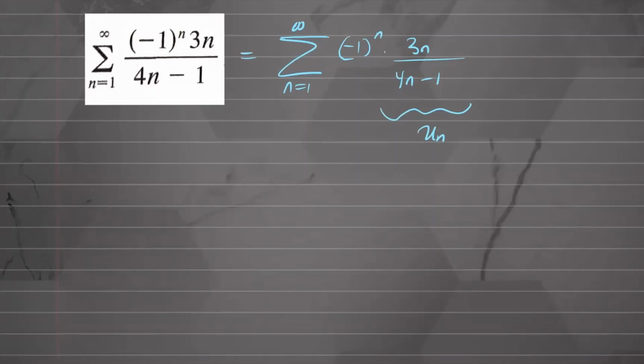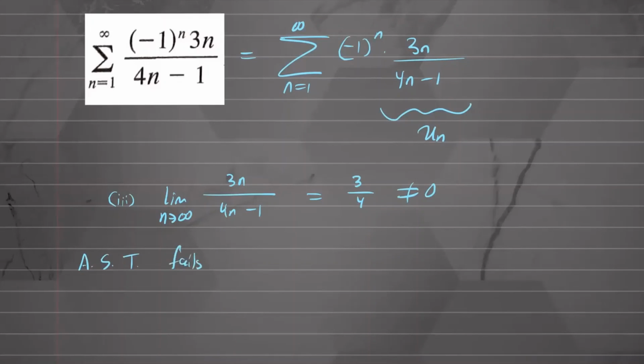It's alternating, so if you do the alternating series test, the third condition, you take the limit as n approaches infinity of your u_n, which is 3n over 4n minus 1. And this limit is going to be 3 over 4, which is not 0. So the alternating series test doesn't work for this particular series. The alternating series test fails, which means we have to use another test.